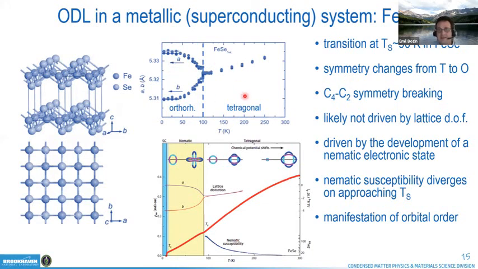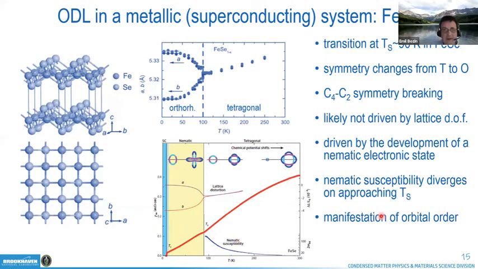And this symmetry is, of course, related to C4 to C2 symmetry breaking. The transition is likely not driven by the lattice degrees of freedom because of the relatively small size of orthorhombicity. Instead, people have proposed that this is a transition driven by the development of a nematic electronic state, and that it's in some way the manifestation of orbital order.